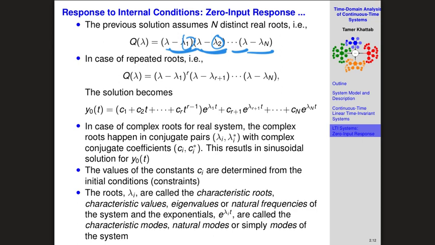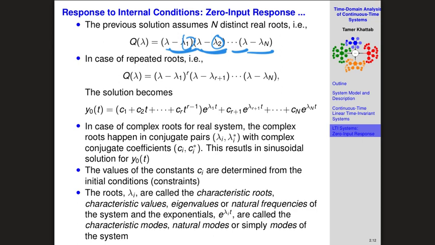Last thing, just naming. Those lambda i's, the different lambdas that appear in this solution, we call them the characteristic roots of the system. Sometimes they call them the eigenvalues of the system. Sometimes they call them the natural frequencies of the system, especially when they appear in the cosine and sine functions, right? These are all different names for those characteristics of the system. And the exponentials corresponding to them are called the characteristic modes or the natural modes or simply the modes of the system. So the characteristic values of the system are those lambdas, and then e to those lambdas is what we call the characteristic mode of the system or the mode of the system.